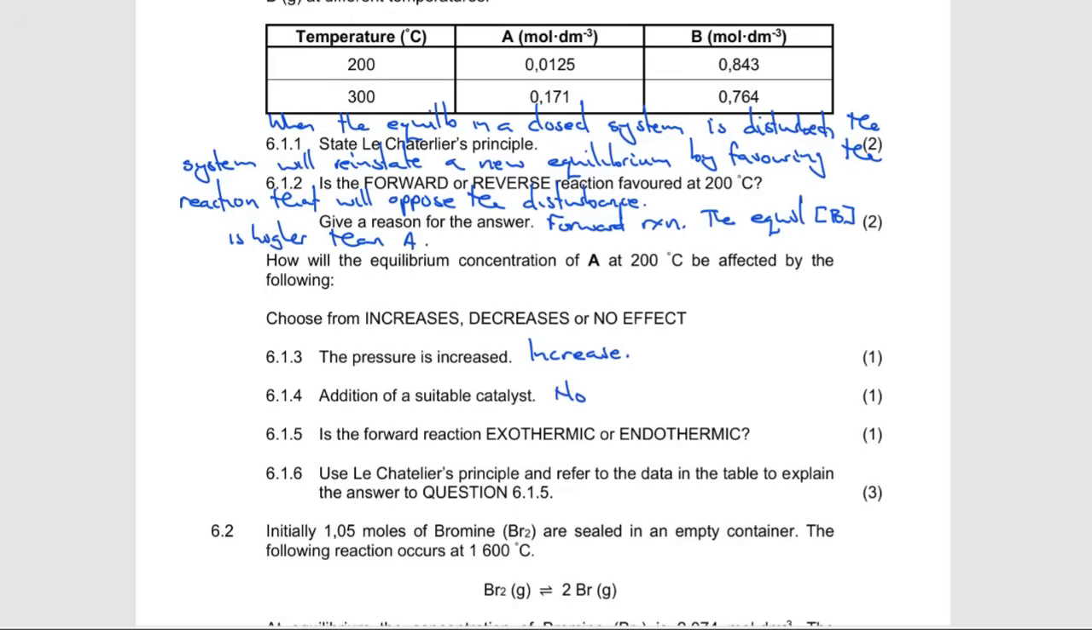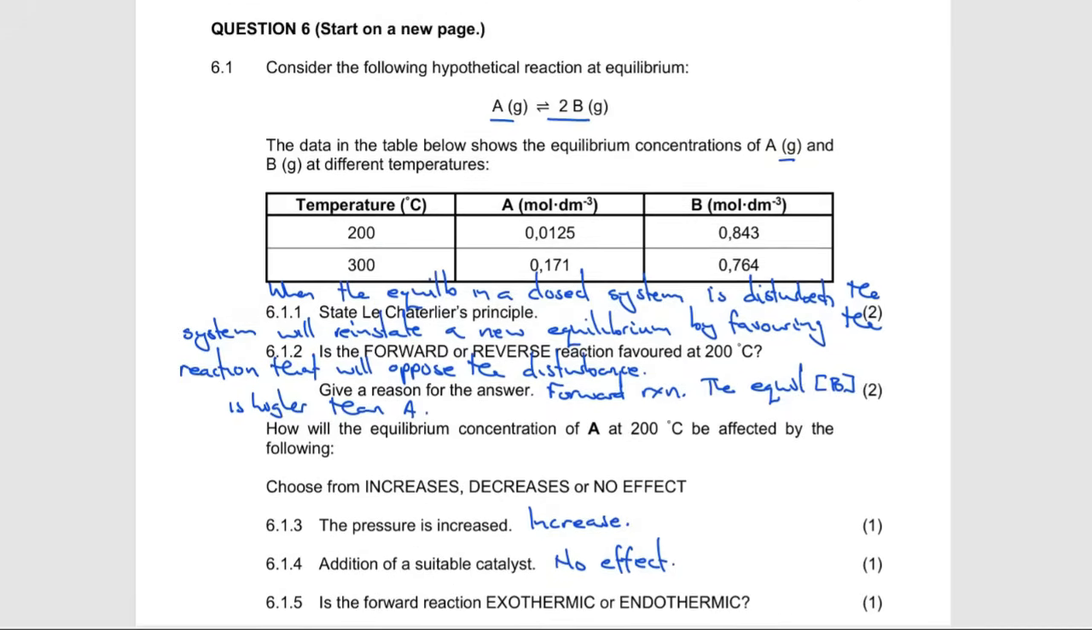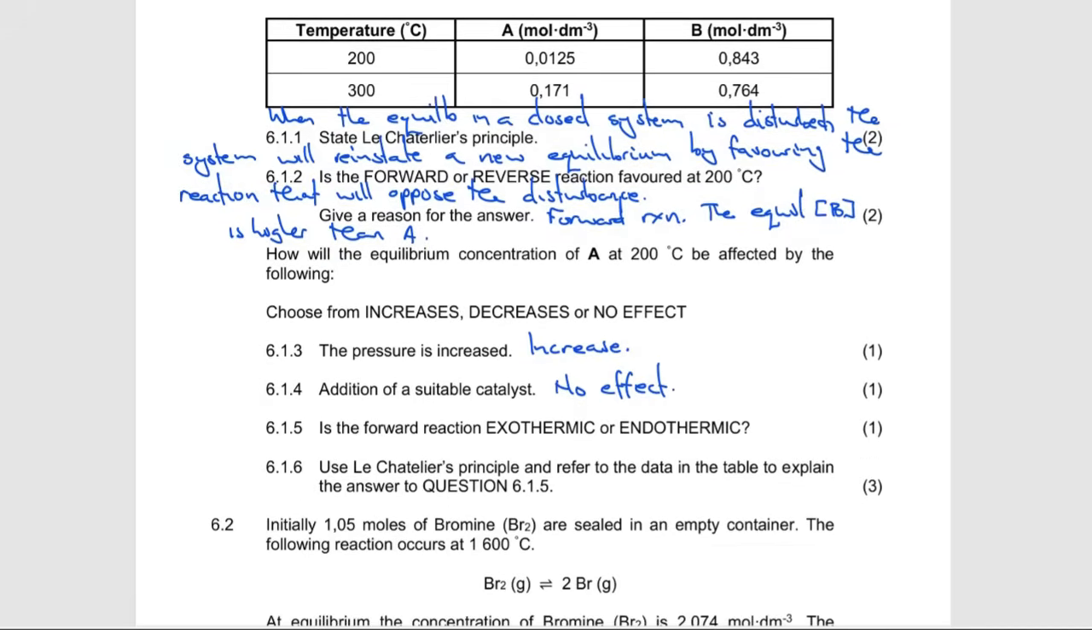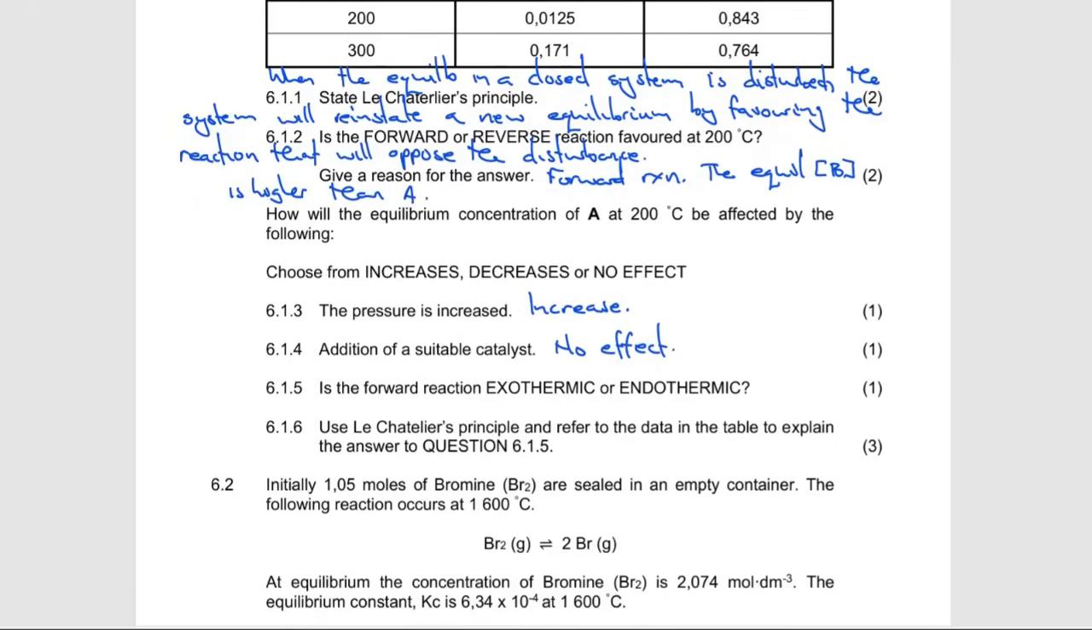Remember, a catalyst just speeds up the rate of reaction, so no effect there. The reaction is just going to be faster. Then they're asking us, is the forward reaction exothermic or endothermic? If we look at that in terms of our temperature, we're going to say our reaction is exothermic. So the type of reaction that we are having here is exothermic.